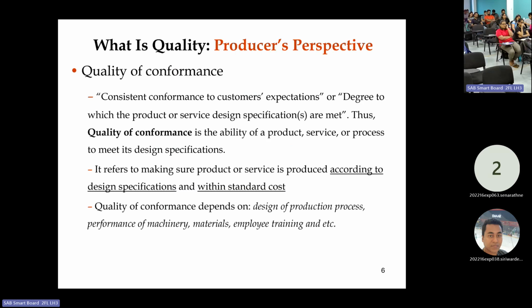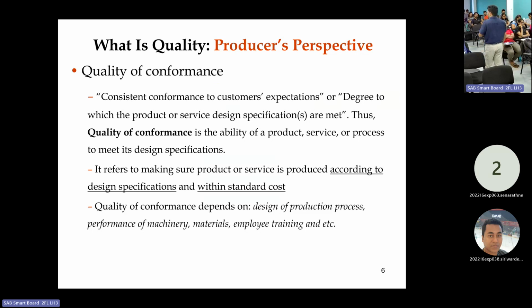Quality of conformance. Producer perspective. Quality of conformance refers to the idea that products should meet the design specifications. Not conformance, but conformance. So from a manufacturing point of view, from an operations management point of view, that is the main concept.